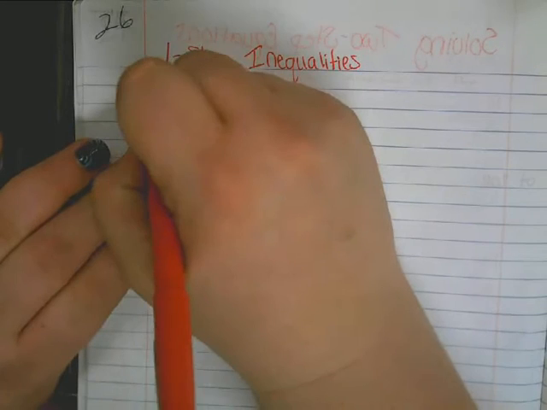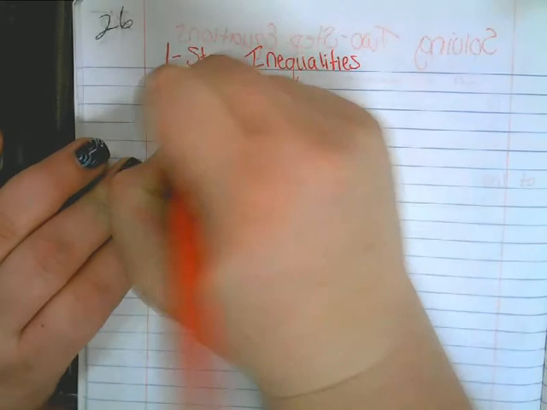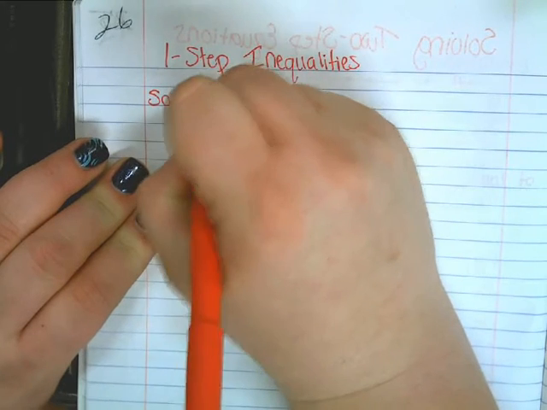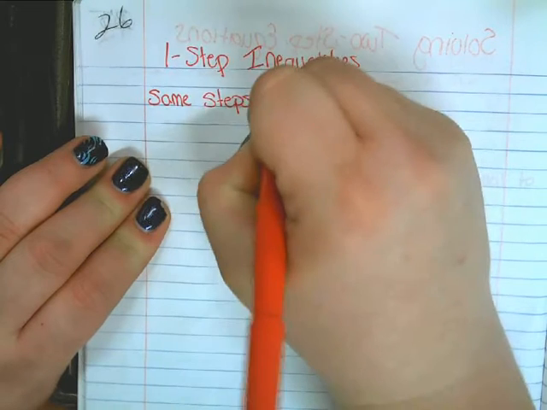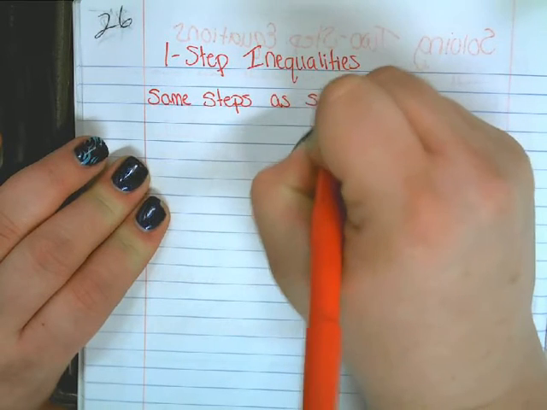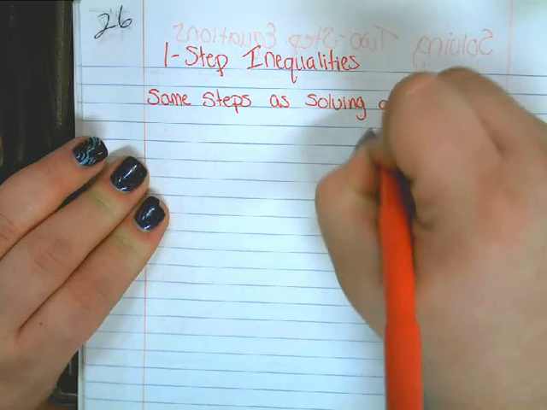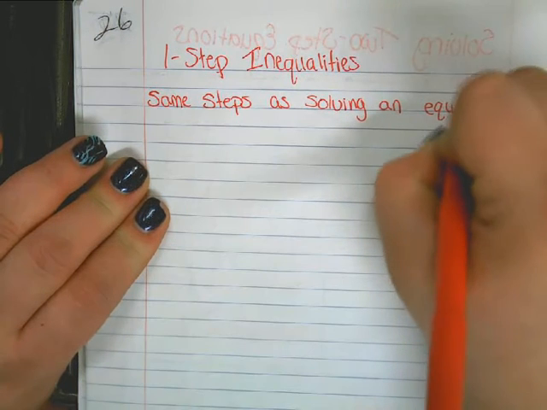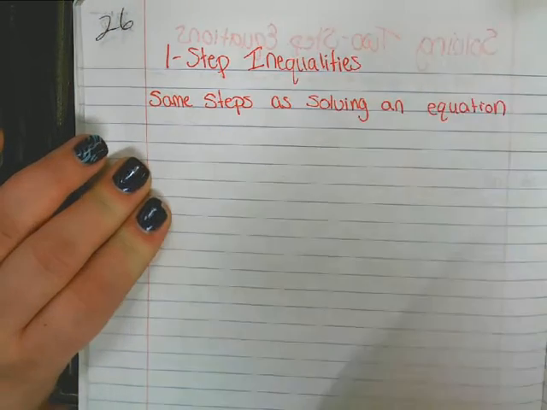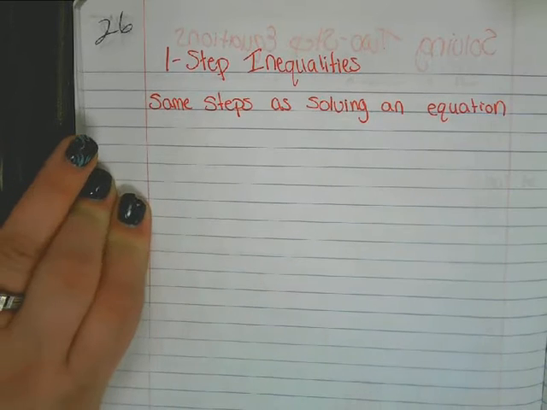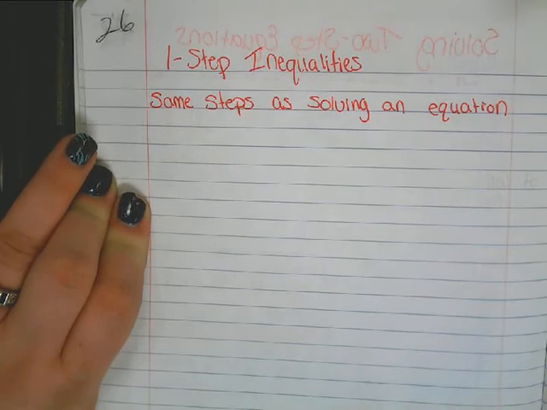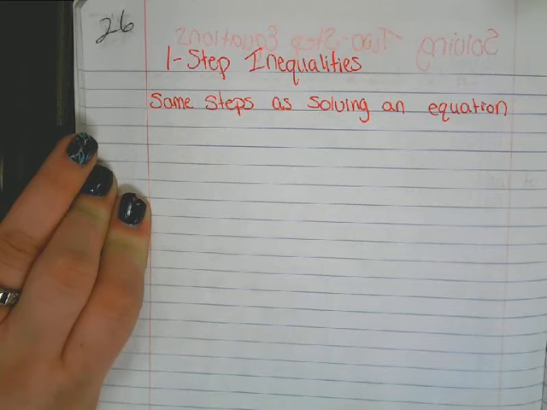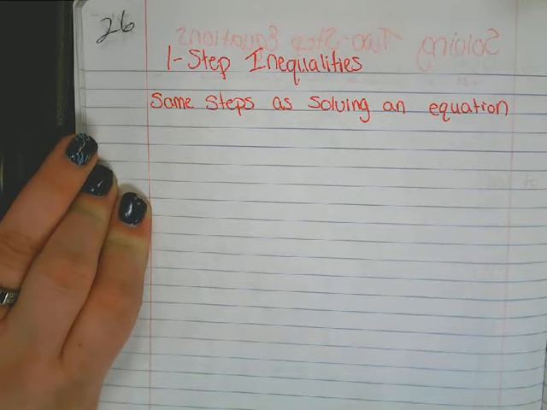Inequalities. You use the same steps as solving an equation. So you'll still draw your line, you'll still box your letter, you'll still do the opposite of what is there. That part does not change. So this is basically like 3 steps? No, one-step inequalities. It's different.